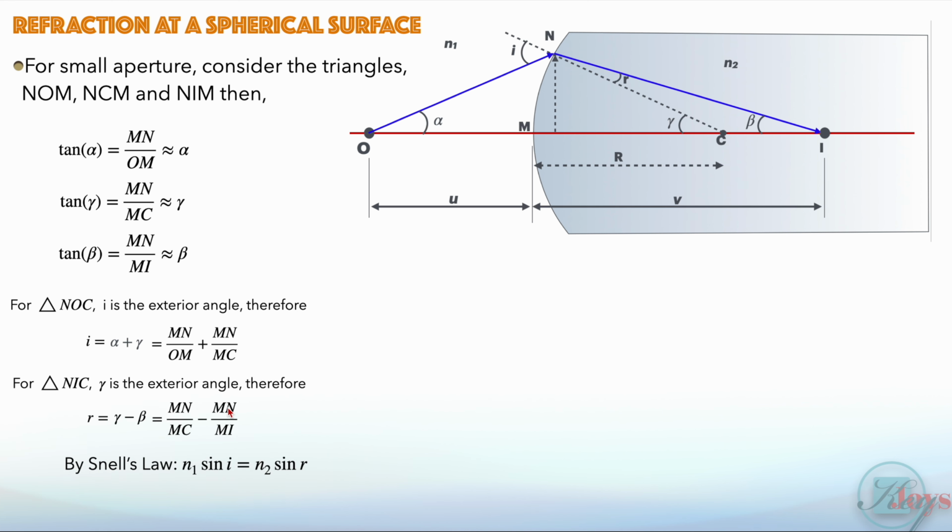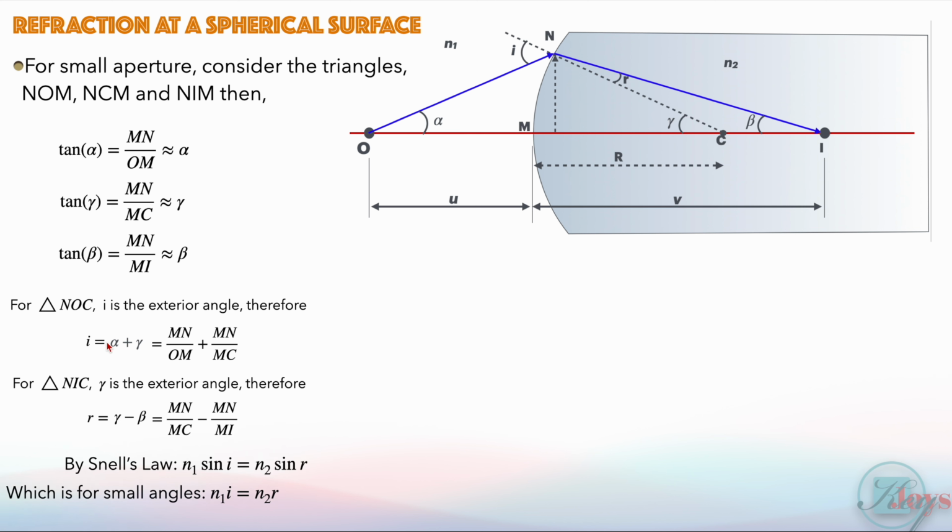Mn by MC minus Mn by Mi. Okay, before that, what is sin I? Sin I, as I already told you, when N is very close to M for paraxial rays, alpha is small and also I will be small, because when N is close to the principal axis, I will also be small, R will also be small. Therefore, practically we can consider I and R to be so small that sin I is equal to I itself and sin R is equal to R itself.